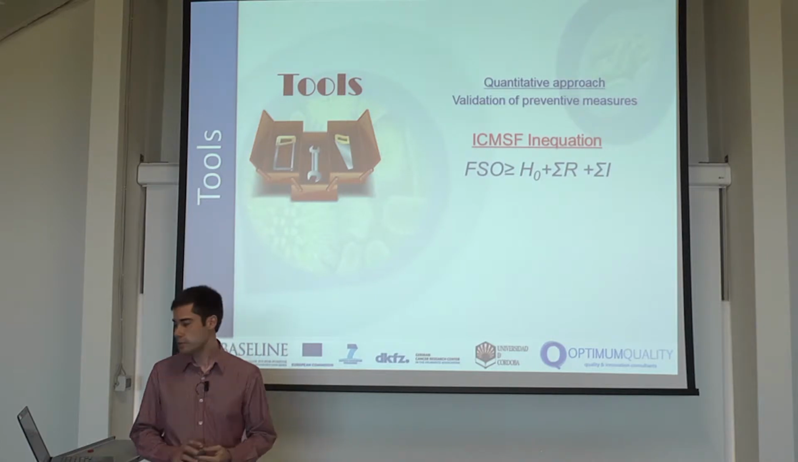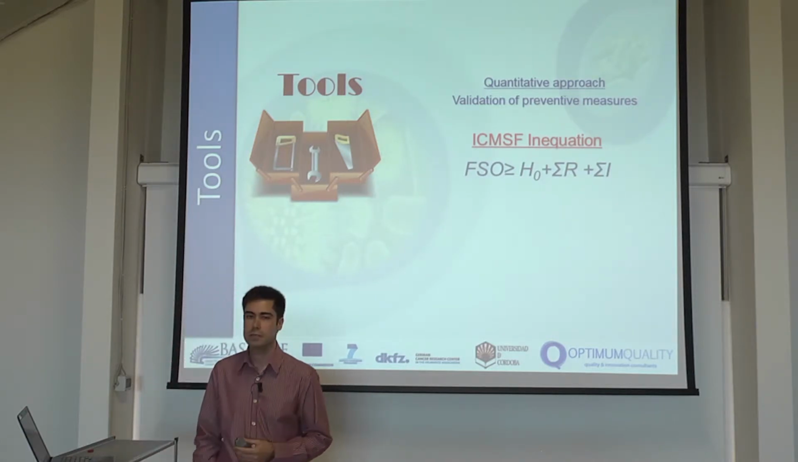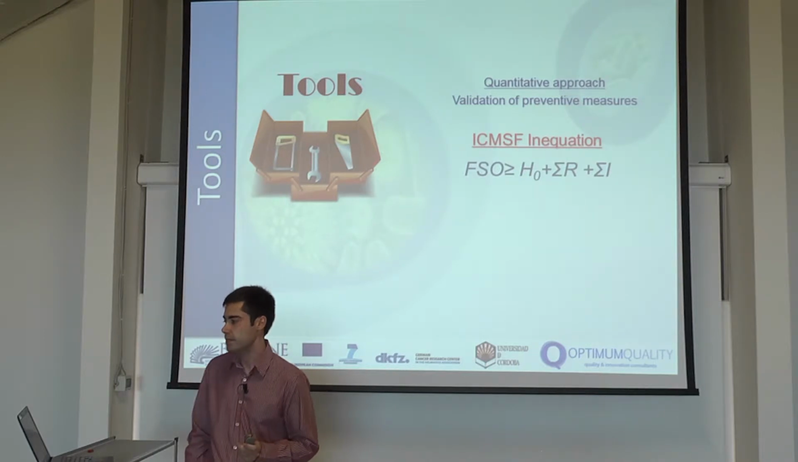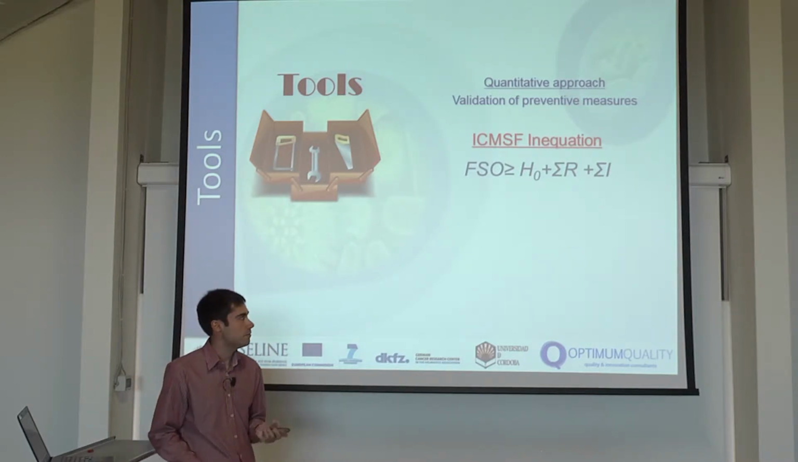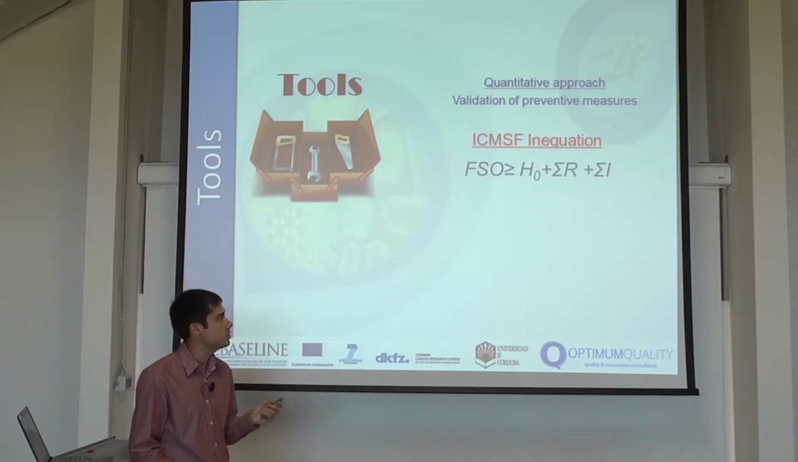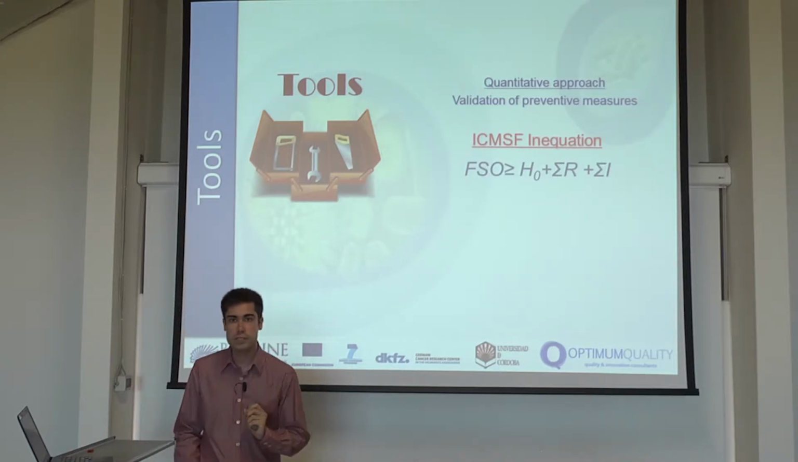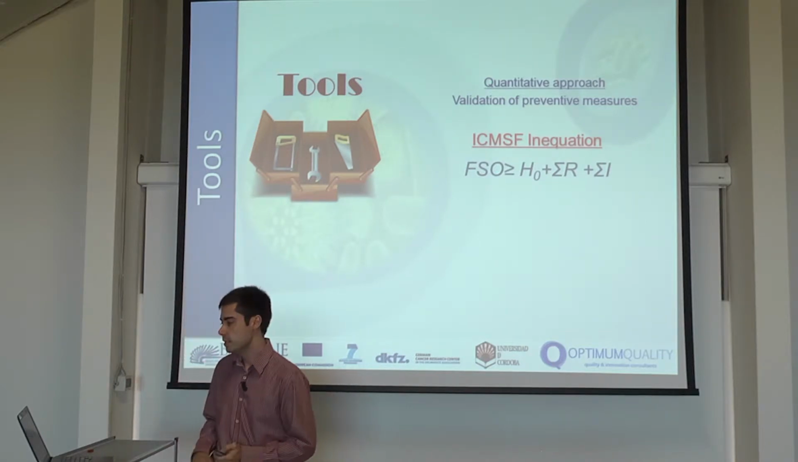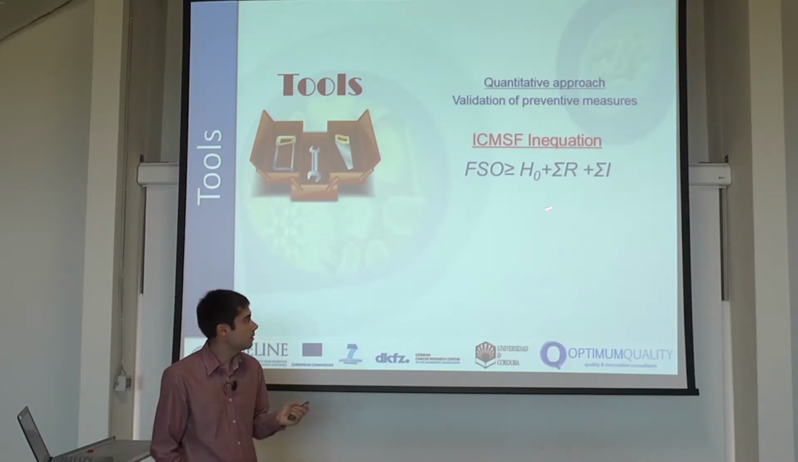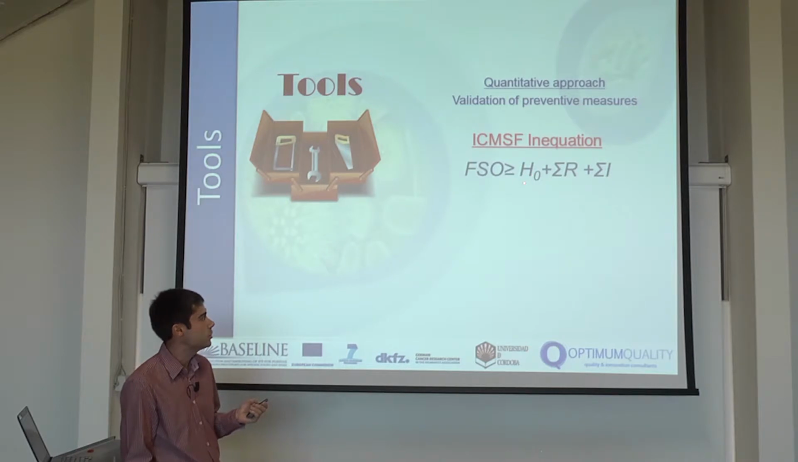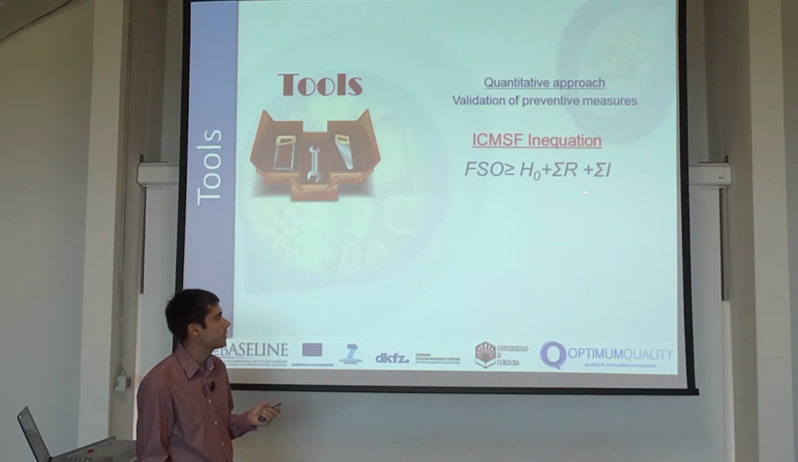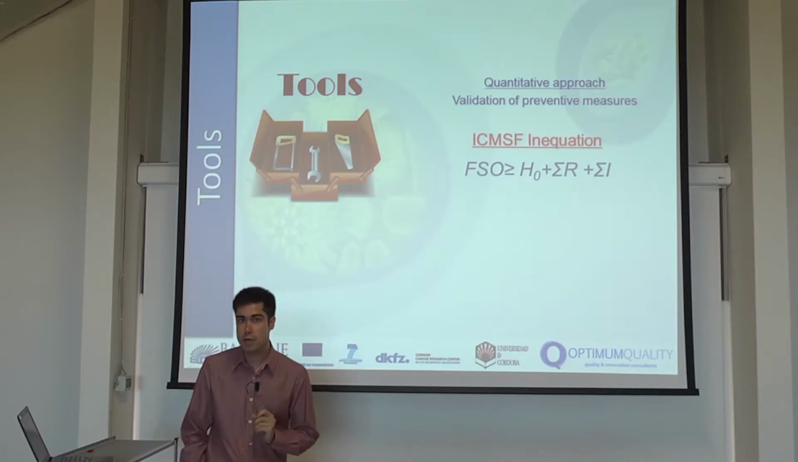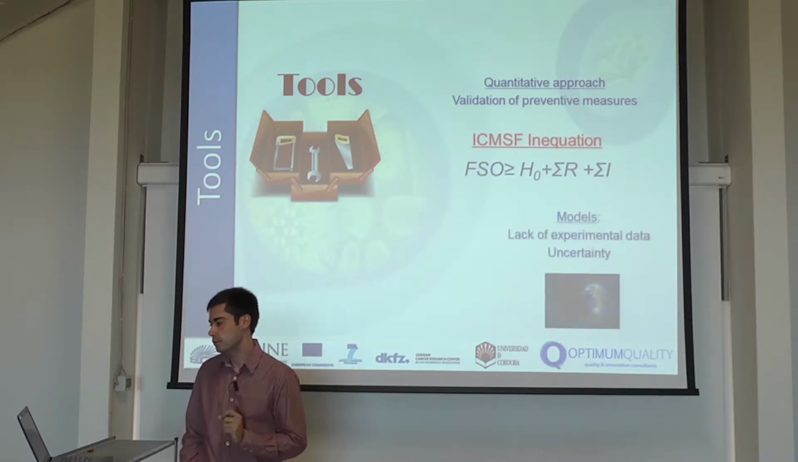To do this, there are some tools that can be used based on a quantitative approach. For example, validation of preventive measures can be set by following the ICMSF equation, which is described here. In this equation, the food safety objective, in other words, the maximum frequency or concentration of a foodborne hazard at the moment of consumption, should be lower than or equal to the sum of the initial contamination of the raw material and the sum of reductions and the sum of increments of the microbiological pathogen in the food.